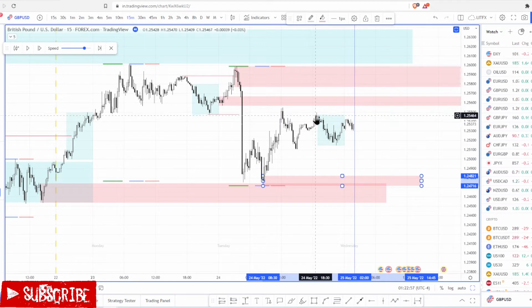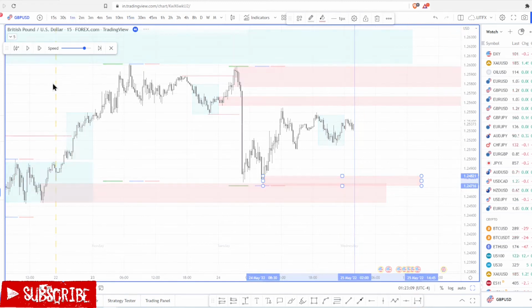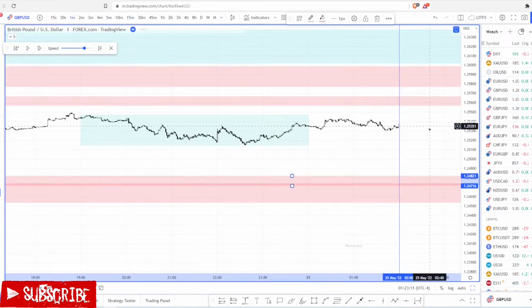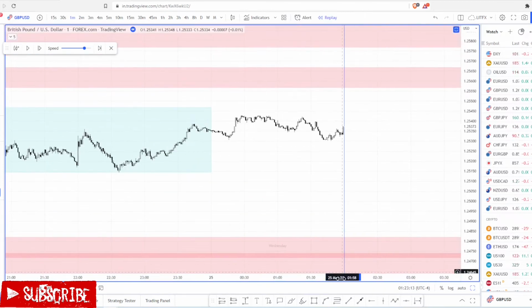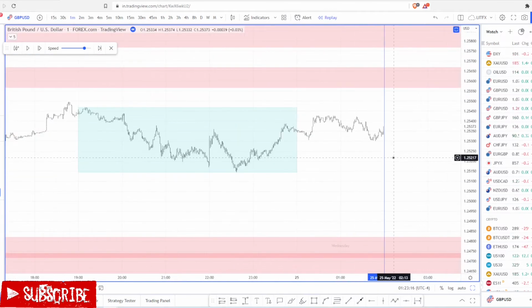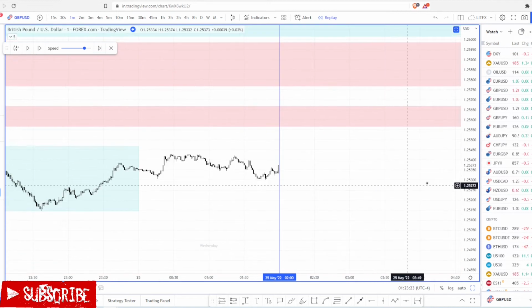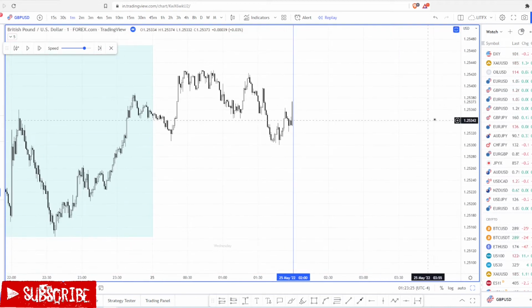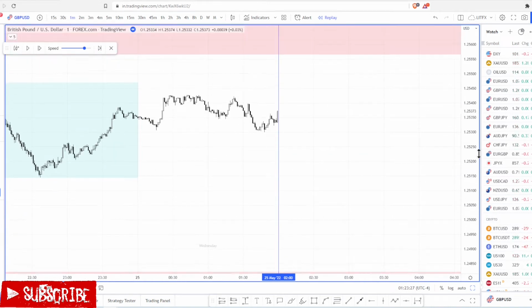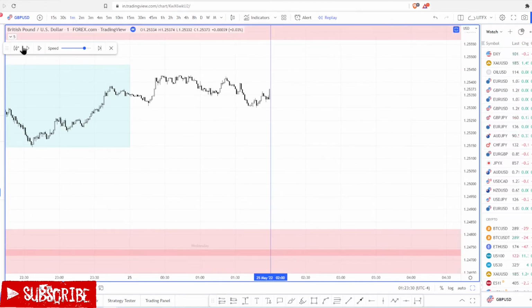Either it breaks this recent high from this Asian range, or below here, I'll be waiting for it down here or up here. So let's go to the lower time frame, because I was already on my time of 2 a.m., as you can see, my London killer zone. Yeah, so let's do some replay here. I'll even show you the trade I missed. All right, let's go.